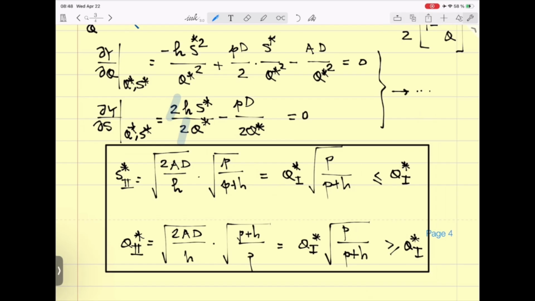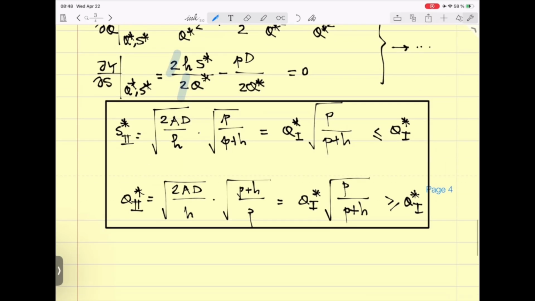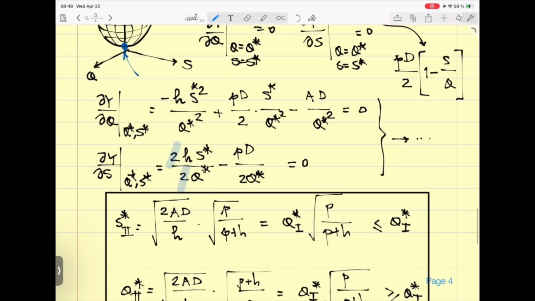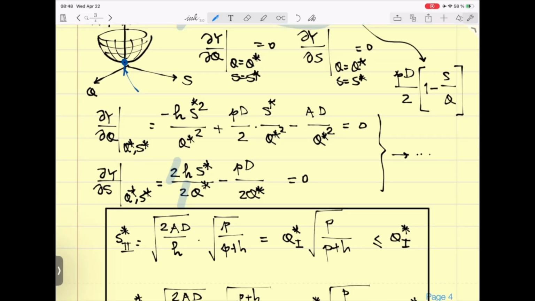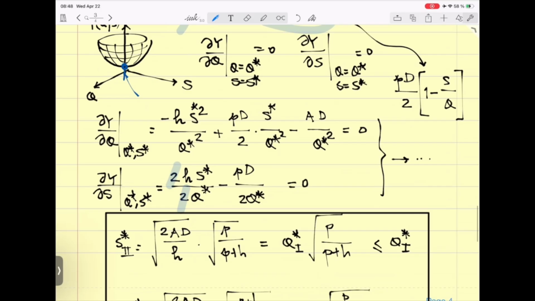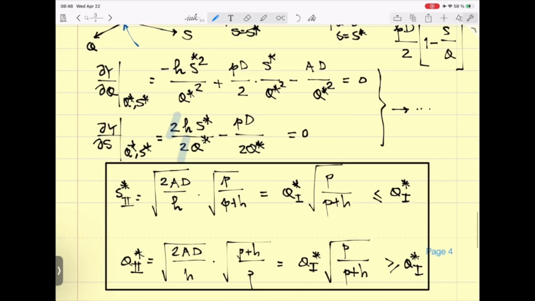Any questions? I think there's a mistake in the second equation. Where? In the square root in this Q star 2. And the square root at the end. You're right. Sorry, I was just too fast. Thank you. Yeah, you're right. Thank you very much.